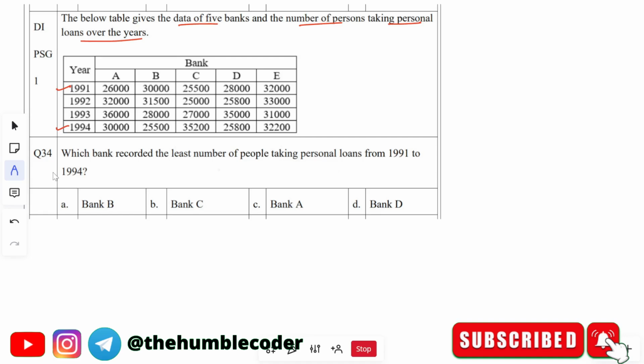Now based on this data we are asked a few questions that we have to answer. Let's read the question now. Which bank recorded the least number of people taking personal loans from 1991 to 1994? So guys, understand that the range given to us is the complete range. Now out of this we have to tell which of the banks has the least number of people who have taken the loan.